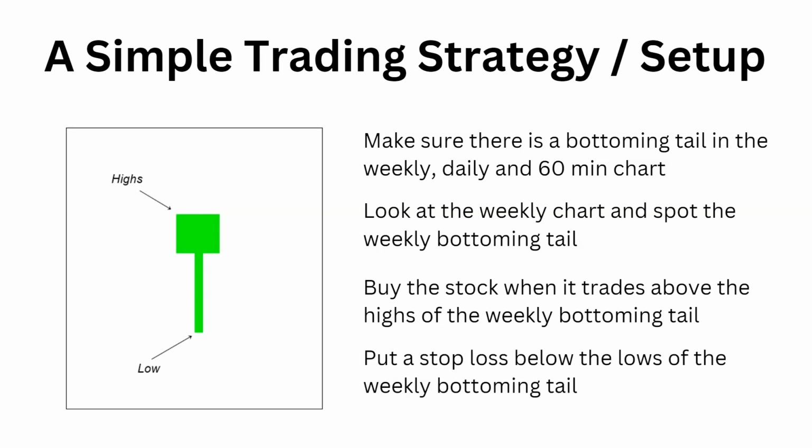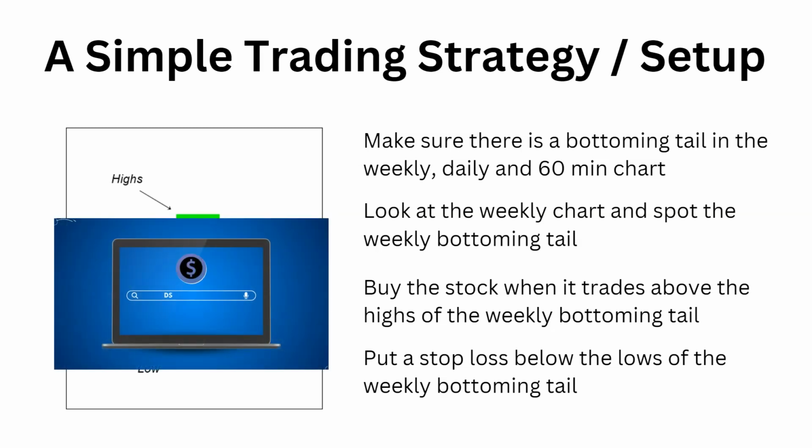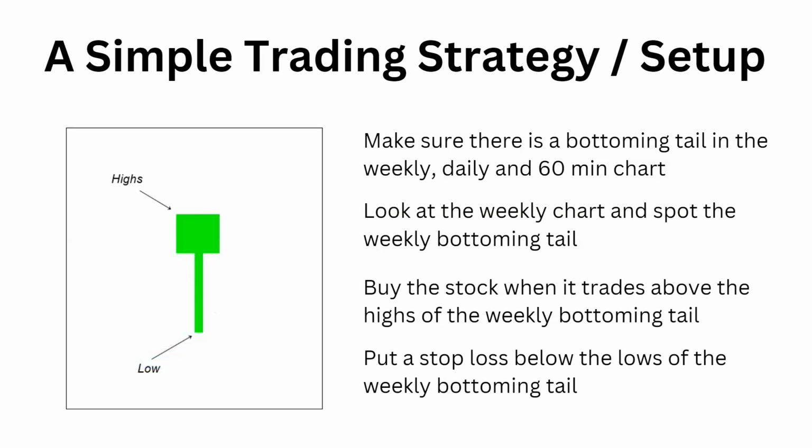And then you put a stop loss below the lows of the weekly bottoming tail. Let's say the low is 22. Just put a stop loss at 21.90 or 21.80. So the low is 22. You can adjust and put your stop loss below it. If you're a bit more conservative, you can maybe put it at $21.75. Alright, just slightly below the low of the weekly bottoming tail.